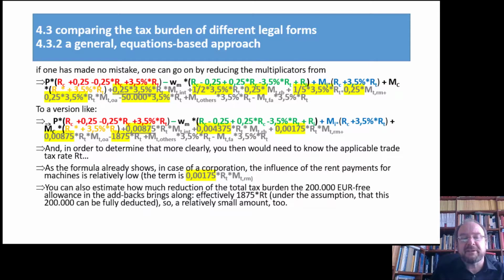So in our case, perhaps something between 9,000 and 10,000 euro, perhaps. And only that under the assumption that you can really use up the whole free allowance of 200,000. So this is a relatively small amount if you have add backs, if you have payments which are higher than the free allowance in total.